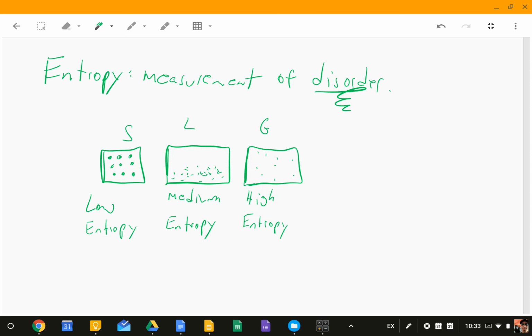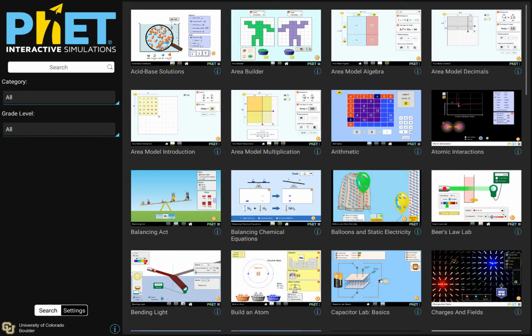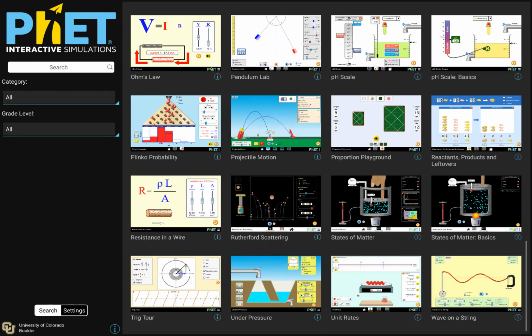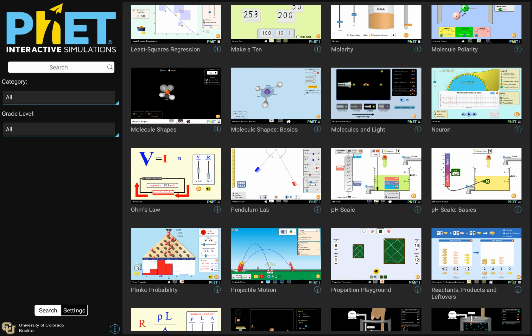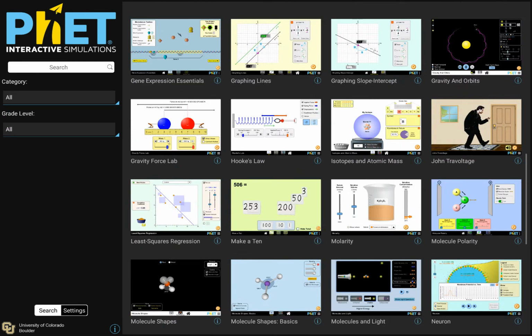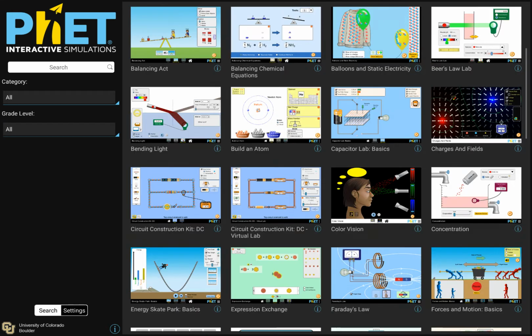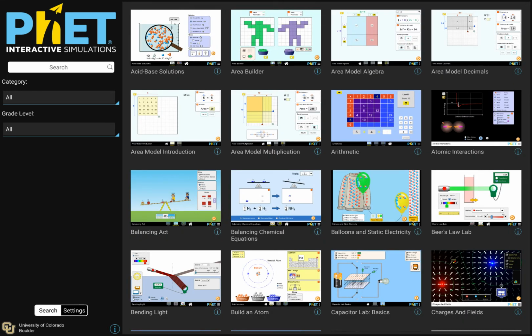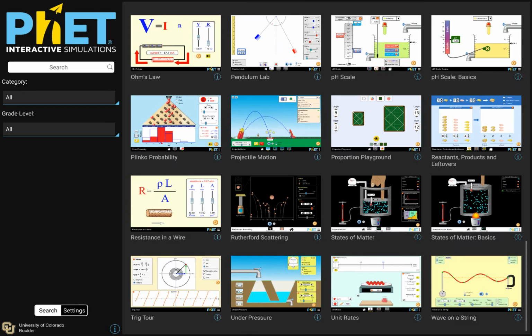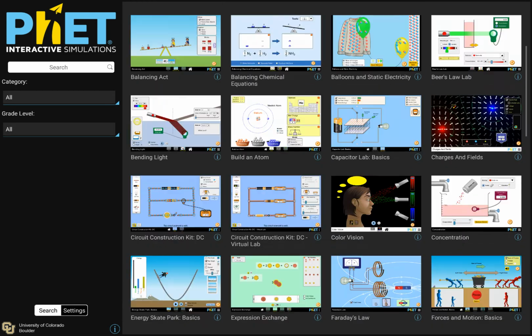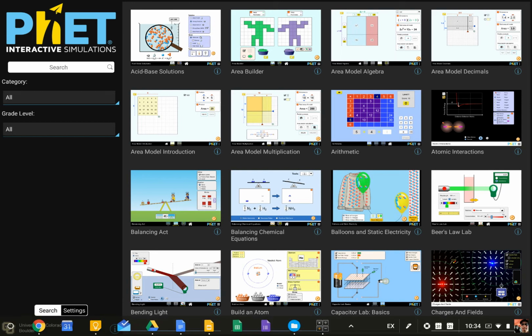Now, the question asked about aqueous. Well, you all know what aqueous means. Aqueous means when something is dissolved. So let's see. Maybe I could find a model that will help with this. Probably something you've seen before. Do they have solubility? Oh no. Acid-base solutions. What about states of matter? Oh, that's only about solid, liquid, and gas. Okay. Well, basically, you all know what aqueous means. Aqueous means that you have something dissolved in water.